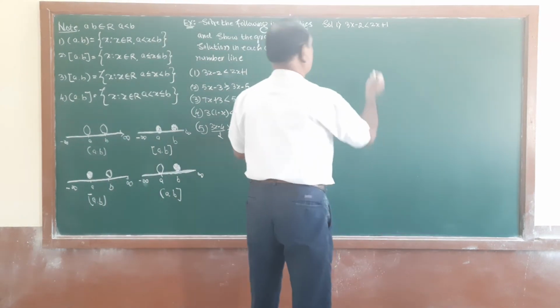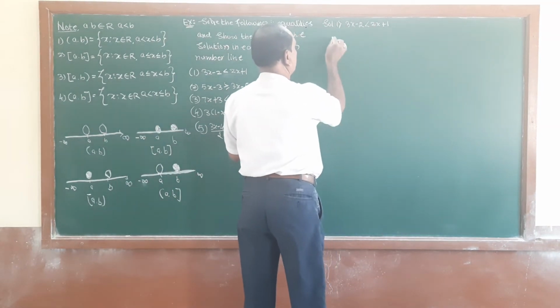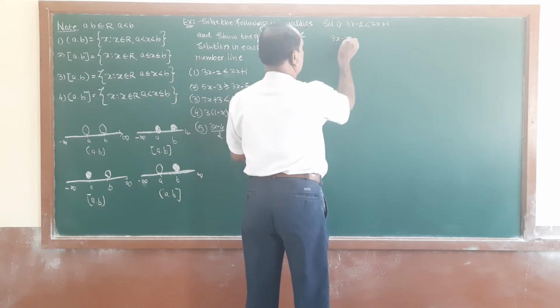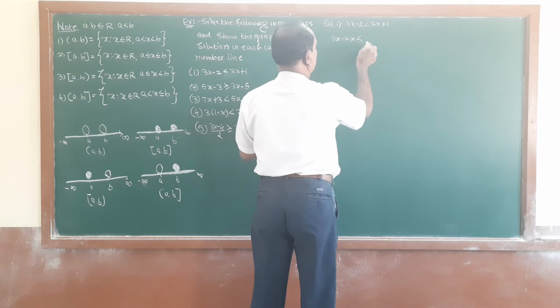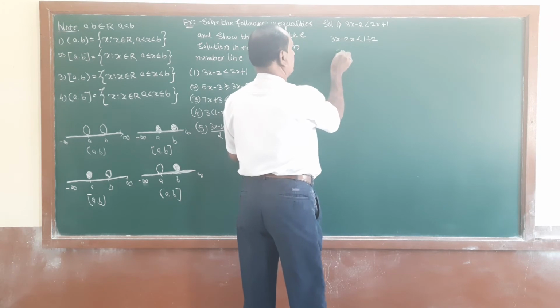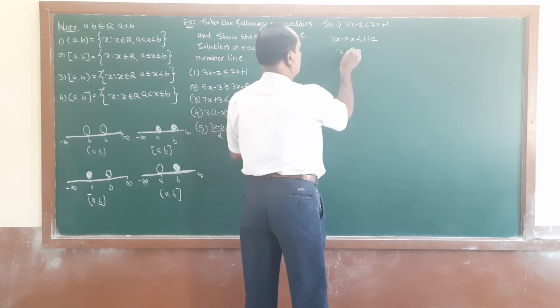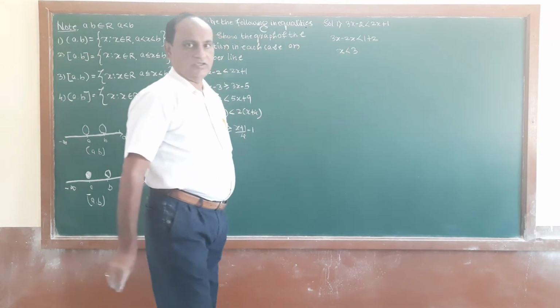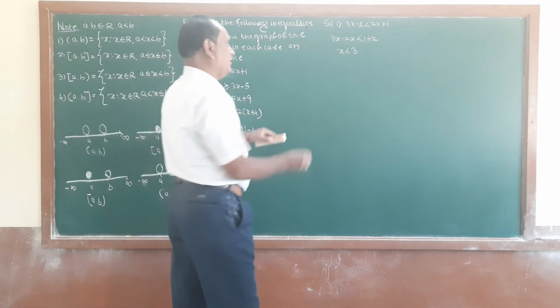So therefore, that is 3x minus 2x is less than 1 plus 2. Therefore, simply write x is less than 3. x is less than 3 is the solution set.